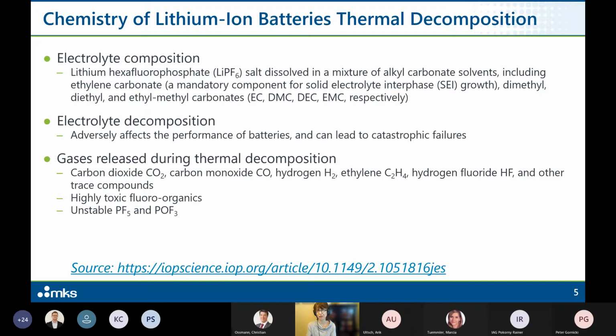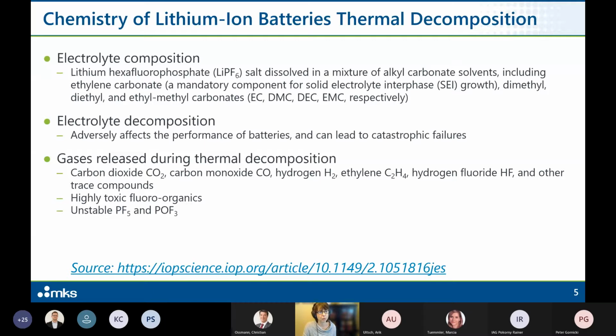I'm not a chemist, so I might not pronounce those names very well, but we have seen that there are carbonates like ethylene carbonate, dimethyl, diethyl, and ethylmethyl carbonates. I'm going to refer to them as EC, DMC, DEC, EMC, because this is shorter and easier. So those are really the main components inside the battery.